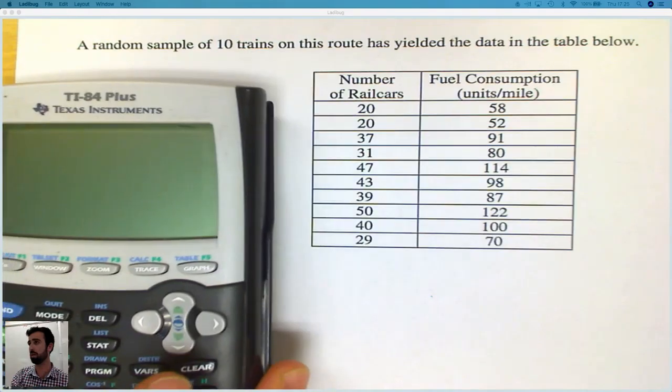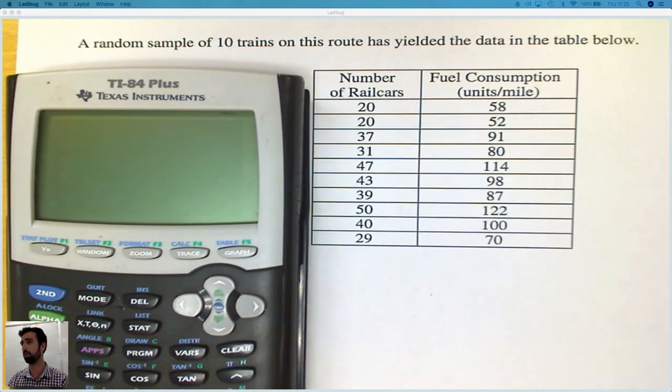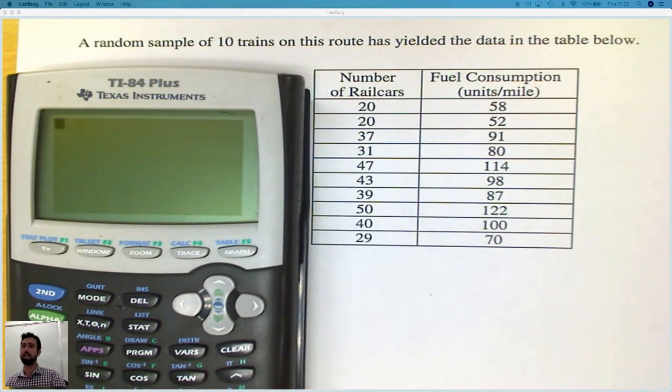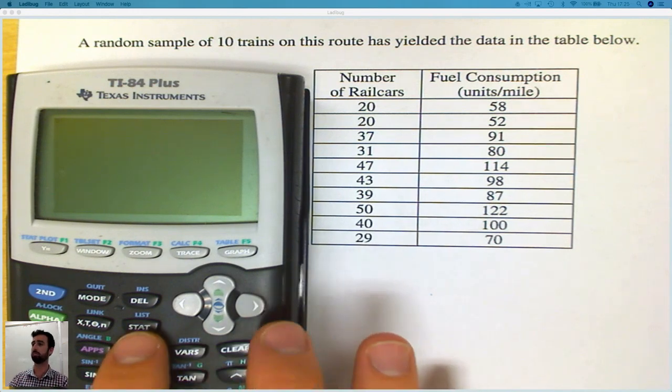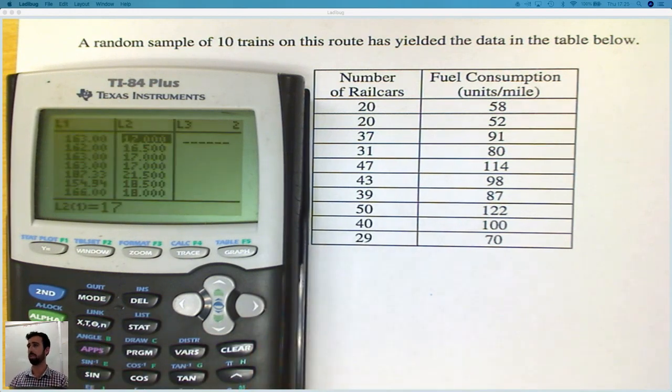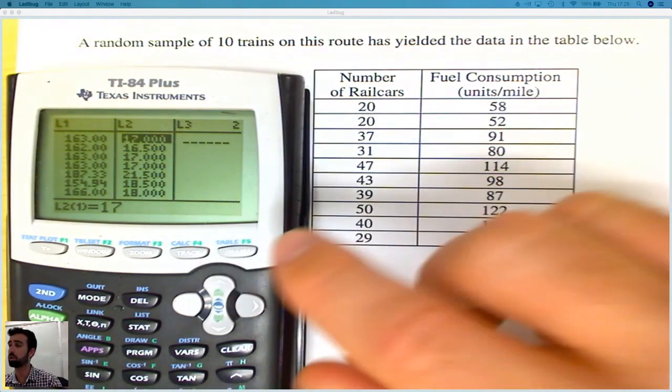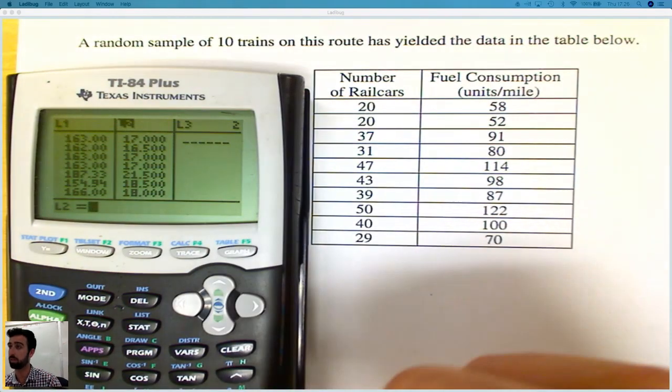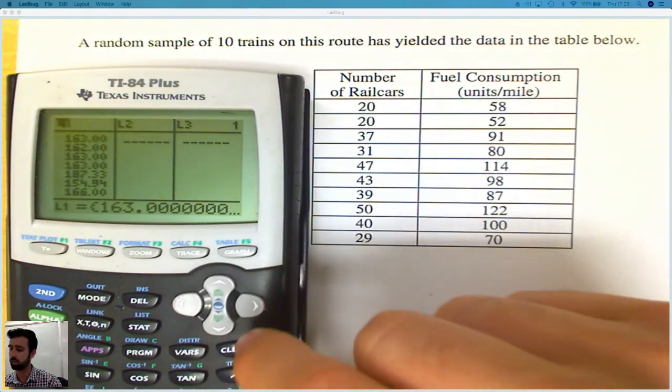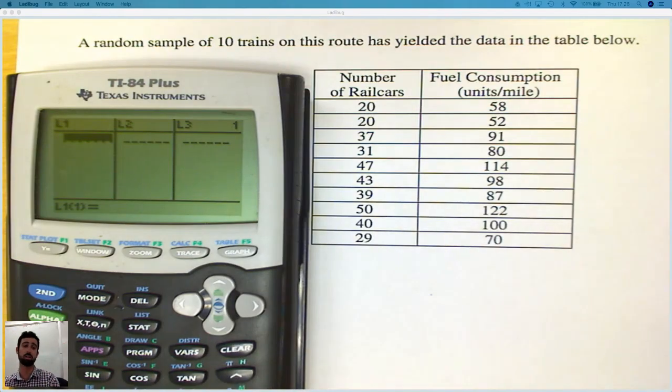So the first thing we're going to do is enter in our data into our calculator. So go ahead and turn it on. As always, to enter in data, you're going to go to Stat right there, Edit. Anything that's in your calculator, you can just go to the top, hit Clear, Enter. Don't hit Delete. That's going to delete your lists, and you don't want to do that.